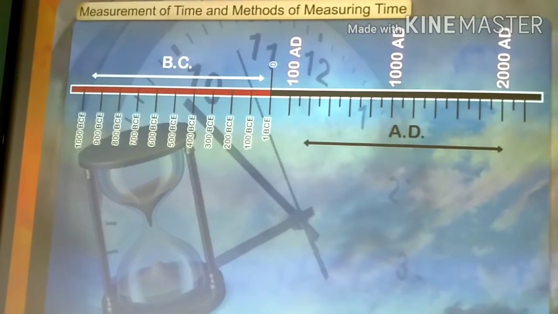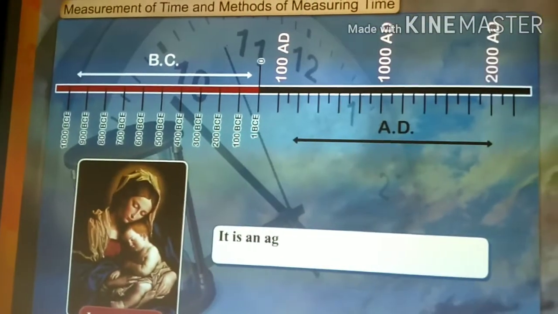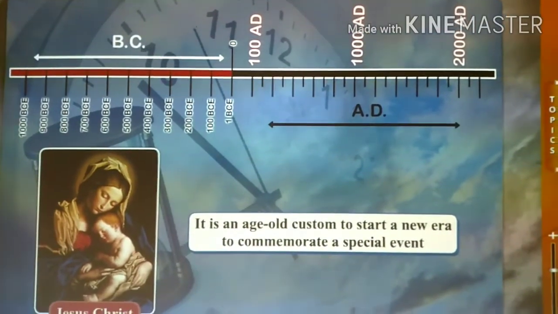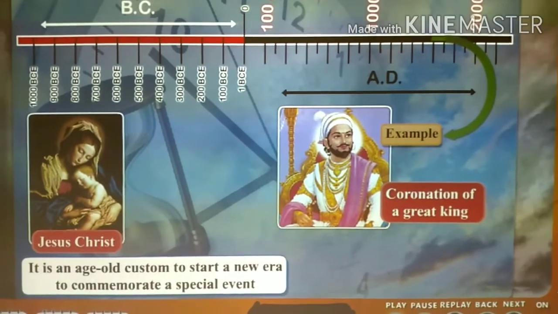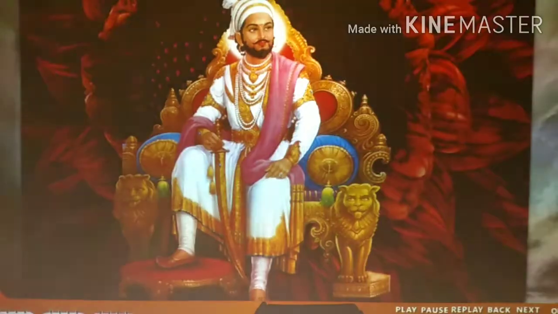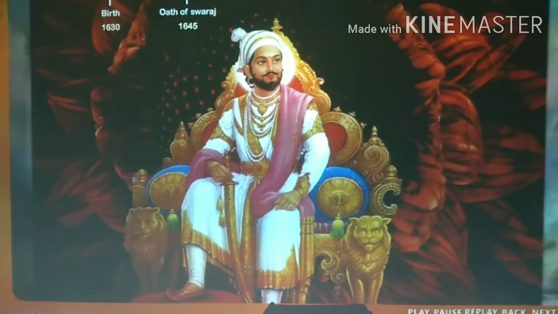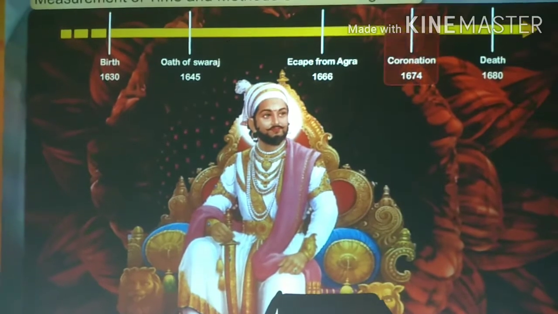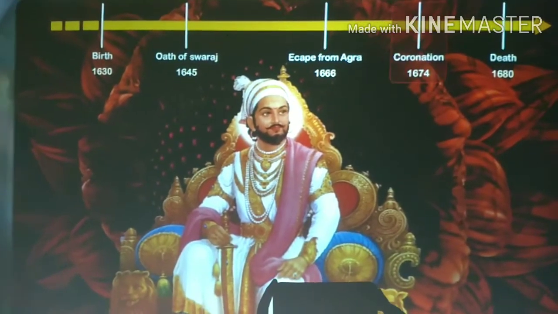There are other methods too. We have seen that the Christian era began in the memory of Jesus Christ. It is an age-old custom to start a new era to commemorate a special event, as for example, the coronation of a great king. We know that Chhatrapati Shivaji Maharaj had started a new era or Shaka known as Rajabhishek Shaka in 1674 AD to commemorate his coronation.